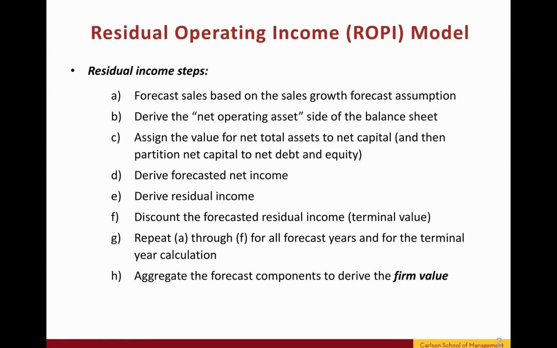And then step F, we're going to discount that forecasted residual income back to the present time. So we're going to look at how many forecast years we're going to determine based on, is it going to be 3, 5, or 7, whatever we want to use in our valuation. And then we're going to discount those forecasted residual income years back to the present value. Then we're going to aggregate the forecast components, which is going to be our residual income for the forecasted period, our terminal value for future residual income, and then we're also going to assign a value for our net book value or our net assets on our balance sheet, and that's going to be the third component.